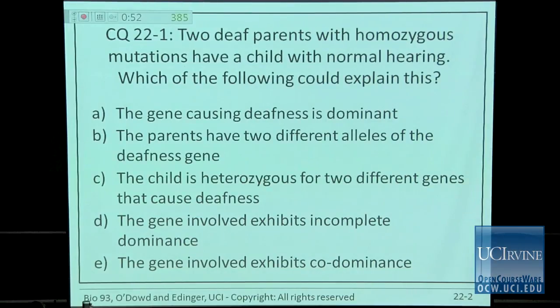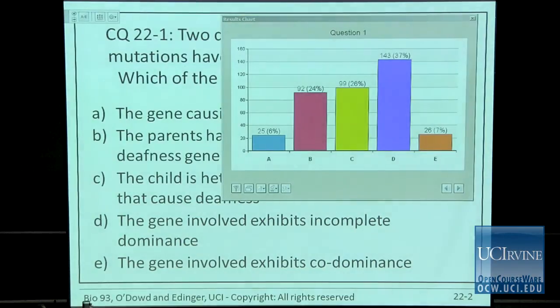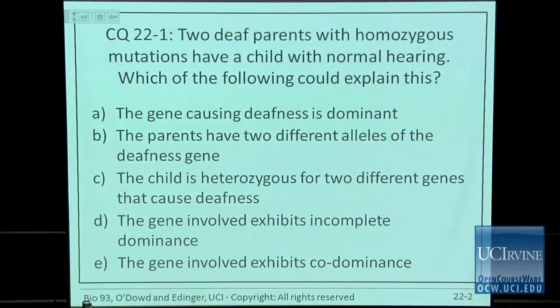Let's see what you guys think. A diversity of opinions. So A and E were the least popular, B, C, and D people liked. So A, the gene causing deafness is dominant. That's not really going to work because both parents are homozygous. So they're both going to give the dominant allele to the kid and the kid is not deaf. So we can't use A.